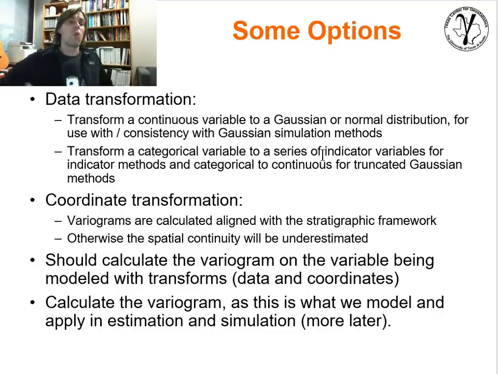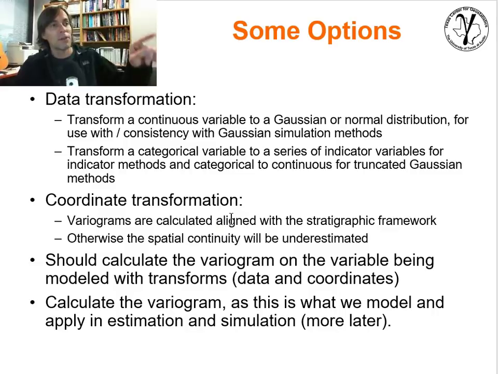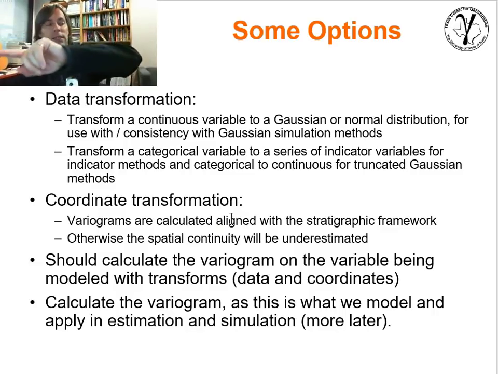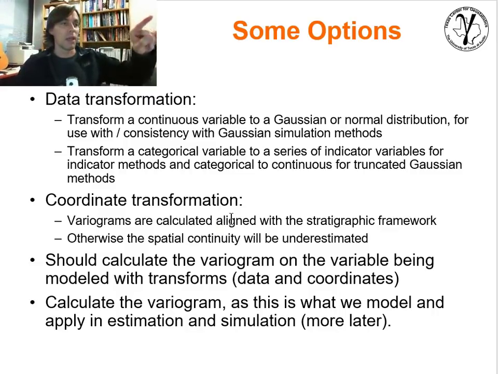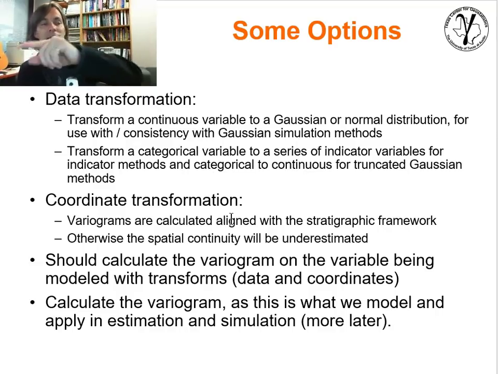Also, you may consider coordinate transformations. The variogram should be calculated aligned with the stratigraphic network. If your stratigraphic network has this type of complexity to it, coming up and down, we would have stratal units that are based on a bottom datum surface, a top surface, or so forth, and they may be proportional or onlapping.